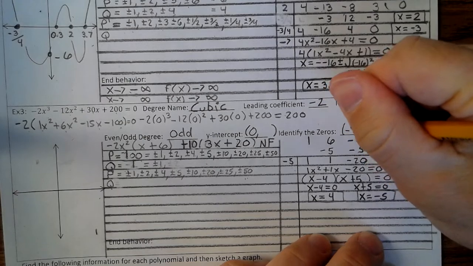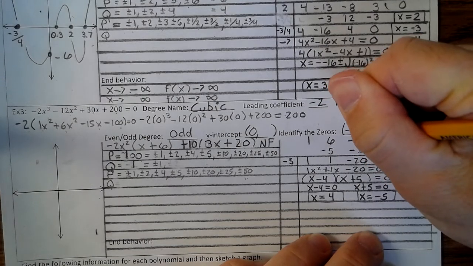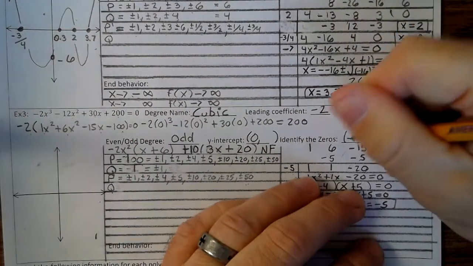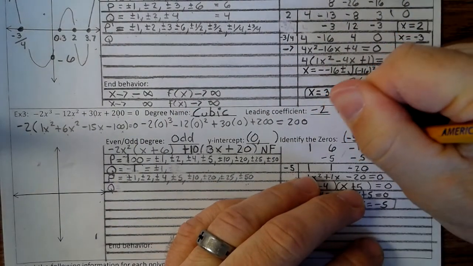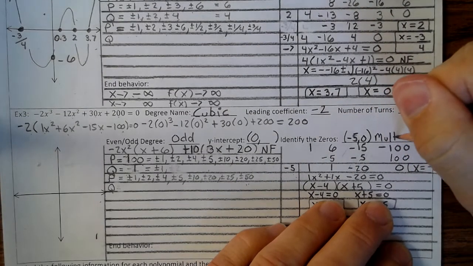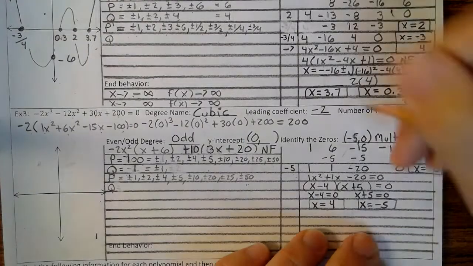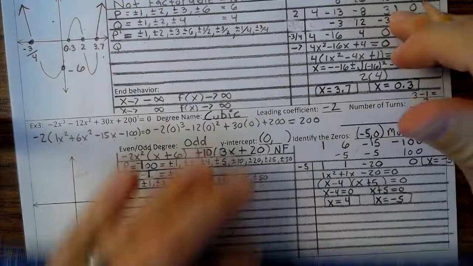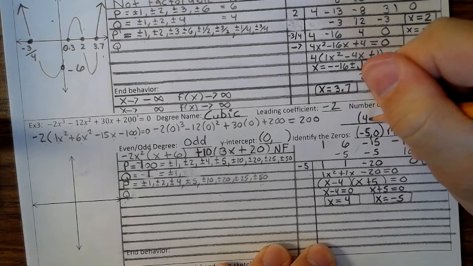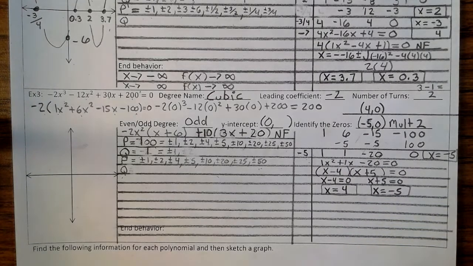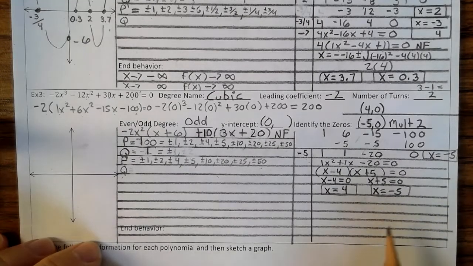So our zeros are negative 5, comma 0. Now, that's multiplicity of 2. And we have 4, comma 0. Okay. Let me not forget the sketch, like I did in example 2.